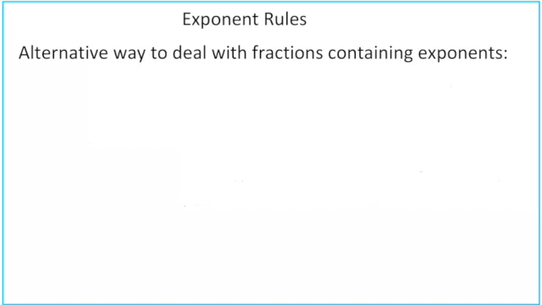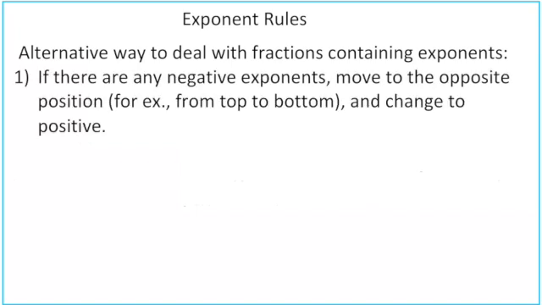The first step is to deal with your negative exponents. So if there are any negative exponents, you move to the opposite position, for example, from the top to the bottom, and change to a positive. So if you had x to the negative 4 and it's on the bottom of a fraction, you would just move it to the top and it would become x to the positive 4. So bottom goes to top and top goes to bottom, and you can get rid of any negative exponents.